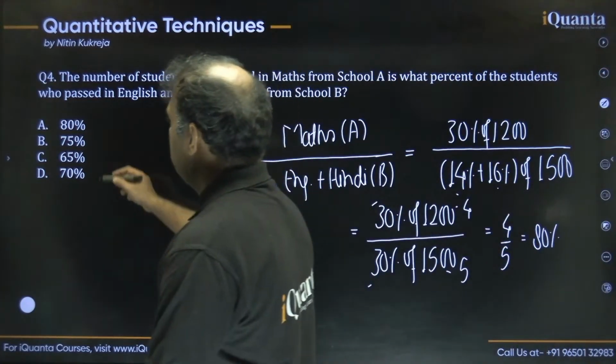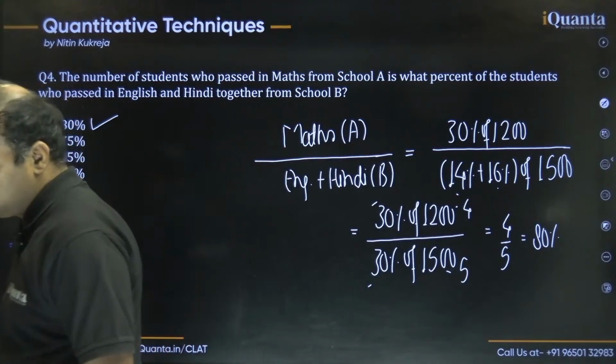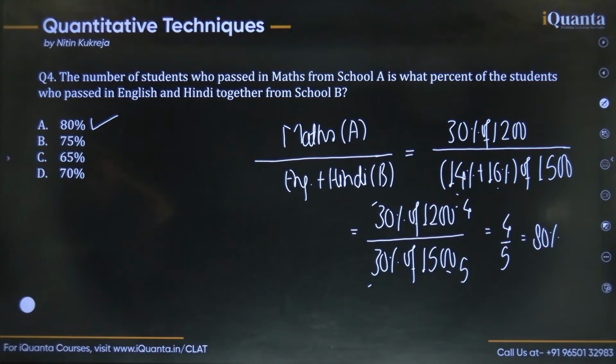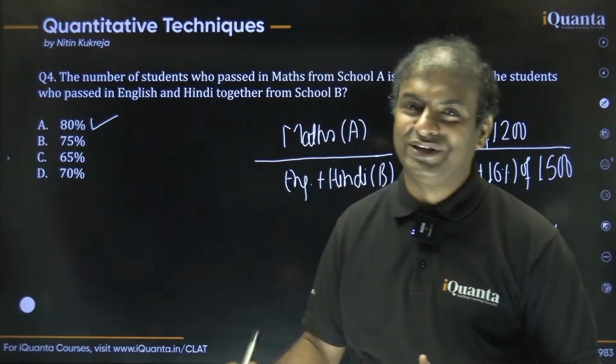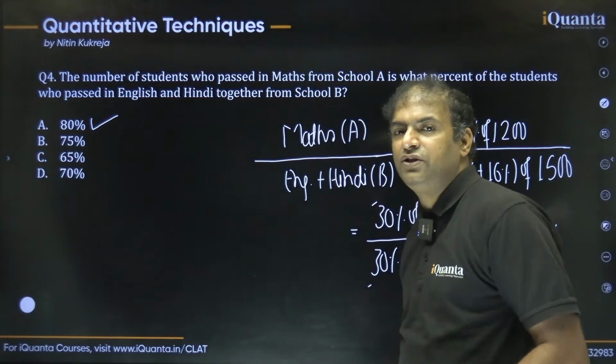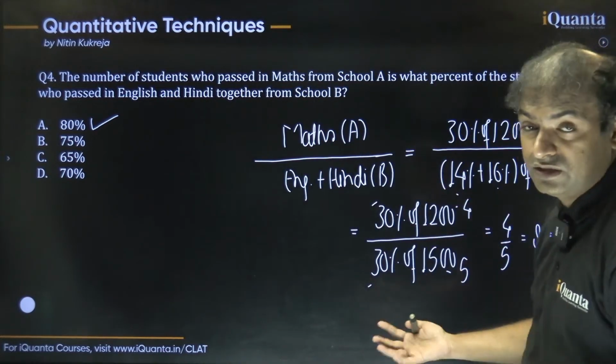And then we can say the answer has to be option A, 80%. Simple. Right guys, see, if you cancel things, you do not calculate everything since the beginning, things become so easy, right? So calculate the things only when it is required, only when there is no other way possible. Only then you should calculate. Otherwise, always try to simplify the numbers.